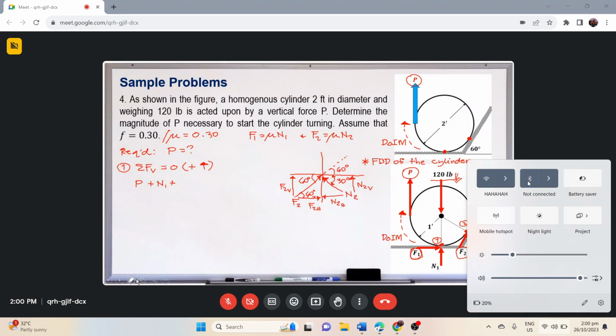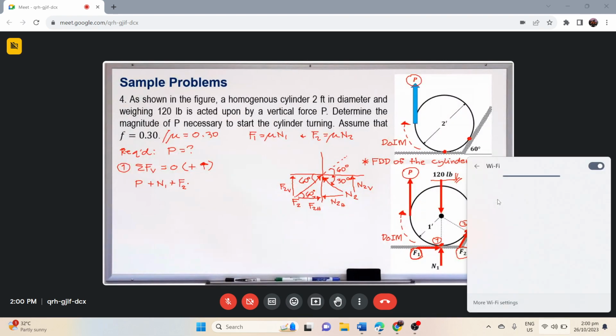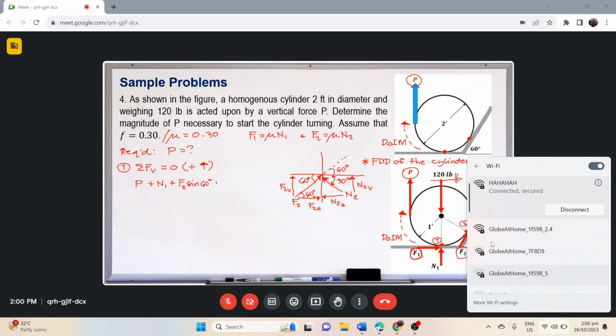Ang F2 vertical is equal to F2. Ang atong gamiton is sine 60 degrees. Then for N2, that is N2. Pa-upward man siya. Then sine 30 degrees.